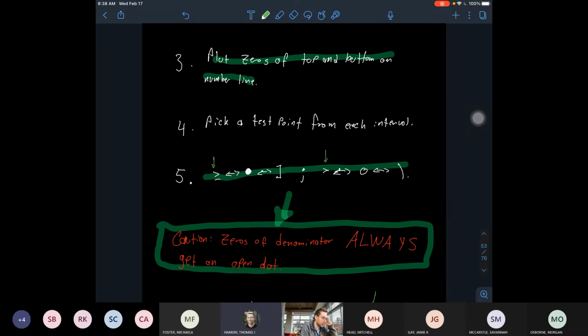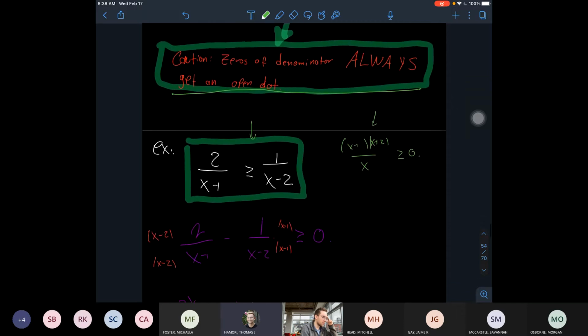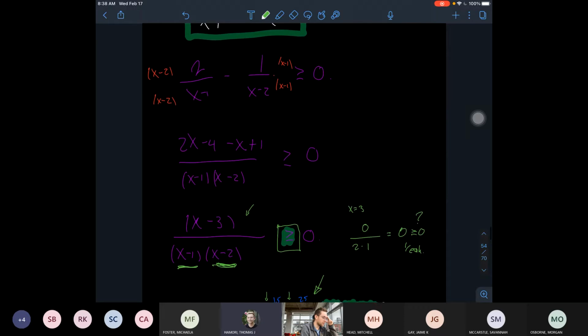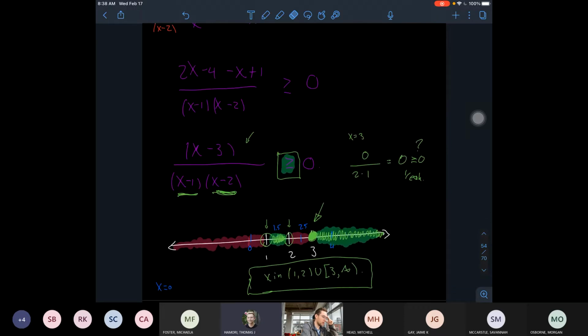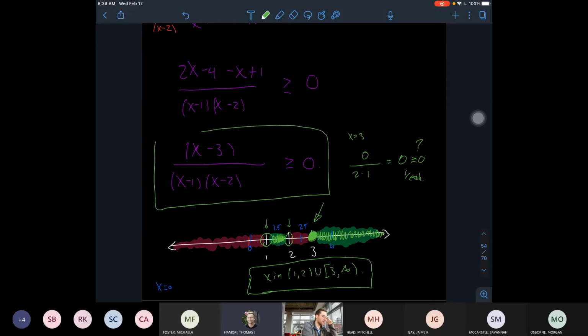And we had to be careful about one thing: once we get everything onto one side and express it as a single fraction, we need to remember that the zeros of the denominator should always get an open dot. So let me say something really quickly about why that is the case. To do it, I'll draw your attention to our fully factored expression here, which I've boxed in green. Once we had this fully factored, we're trying to describe which x values we can plug into the left-hand side such that when we do the subtraction, the division and the multiplication in the denominator, we get a number which is larger than or equal to 0.